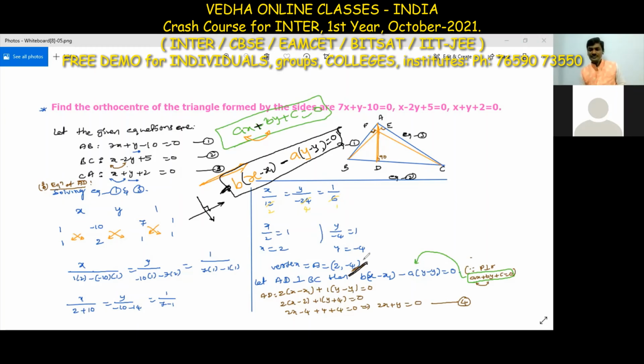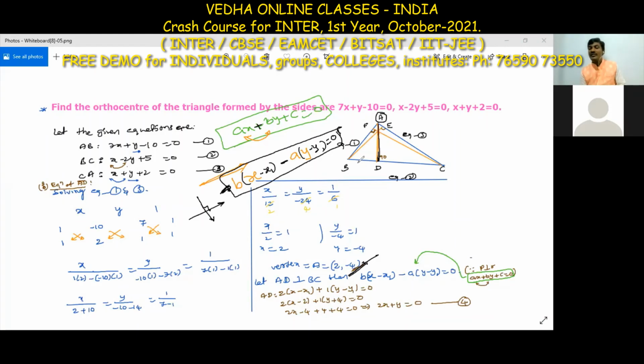So understood this formula? B into x minus x1 minus a into y minus y1 equal to 0. Just focus more on how we are writing it, how we are solving and simplifying. Now I want the equation of this AD, but I don't know the AD equation. Just now we got the A point. For that we need one more value, either another point or a slope or anything.